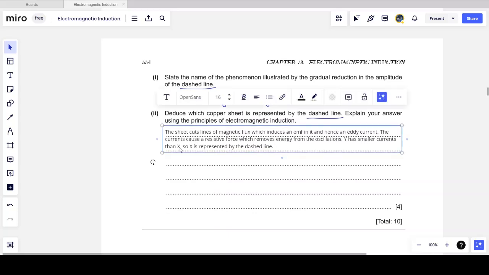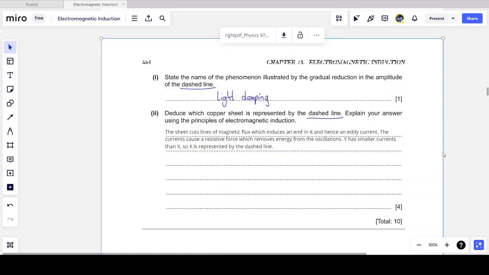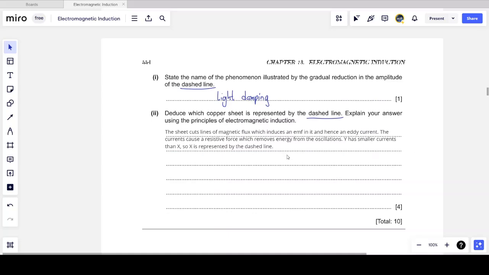So this is our answer for what the dashed line represents. The dashed line is representing X, and we also explained using electromagnetic induction why this is the case. These kinds of questions are common, so you be very careful about answering them.